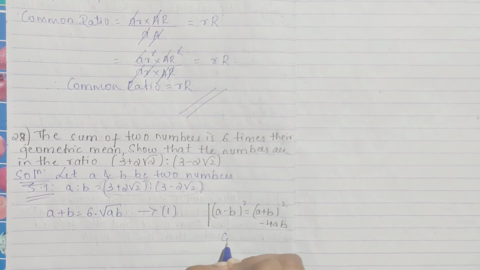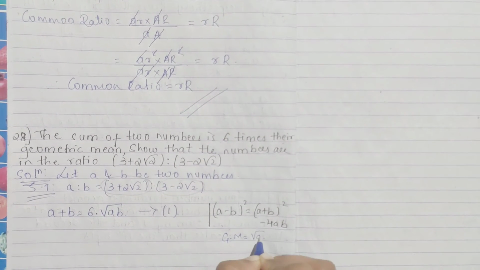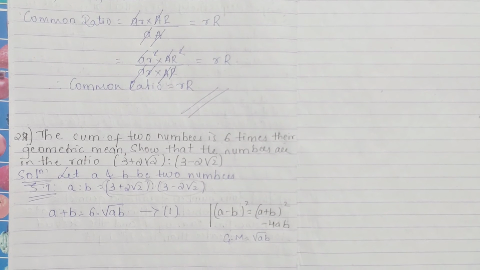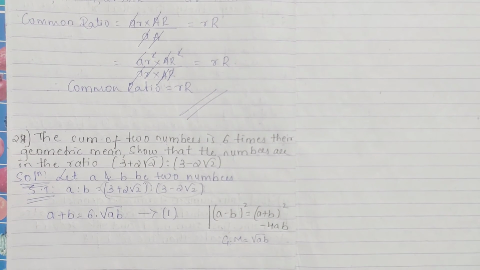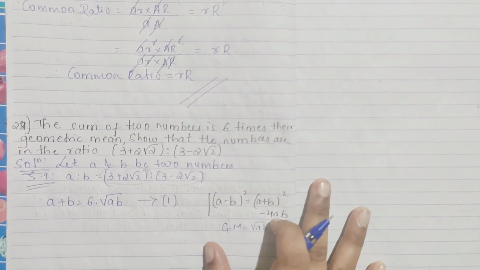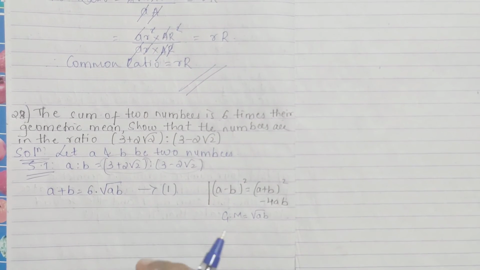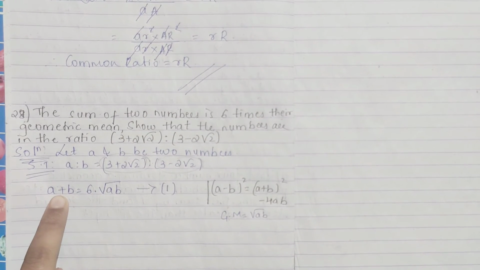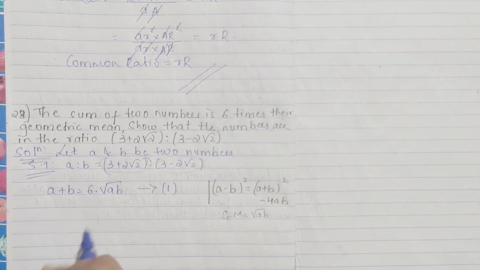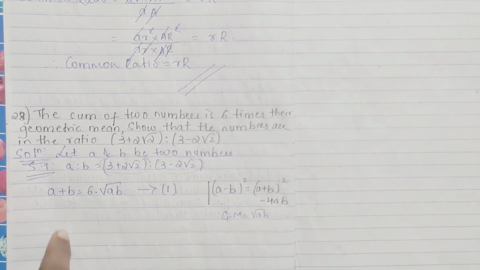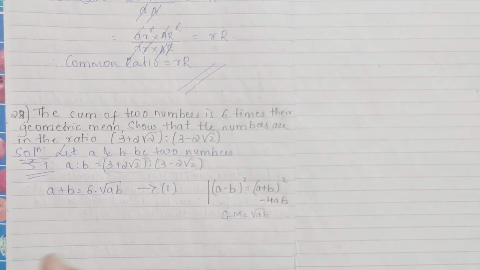Geometric mean is given by root AB, right? So they are telling this. Now to find out AB, we can use the elimination method. Like you have A plus B, we will try to find A minus B, so that if I cancel out plus B minus B, I will get A, right?